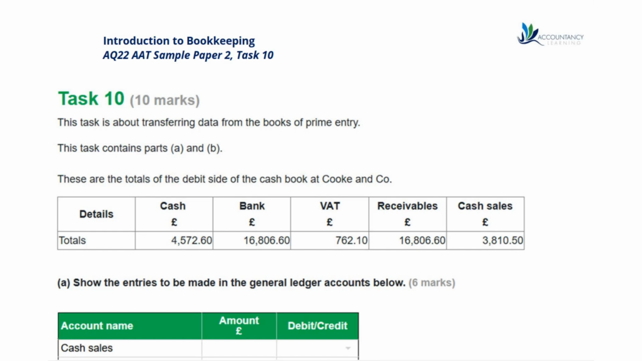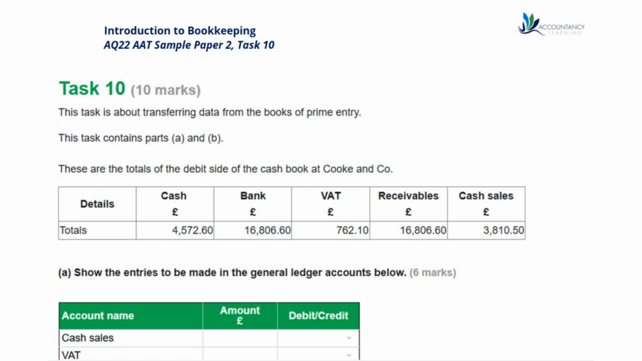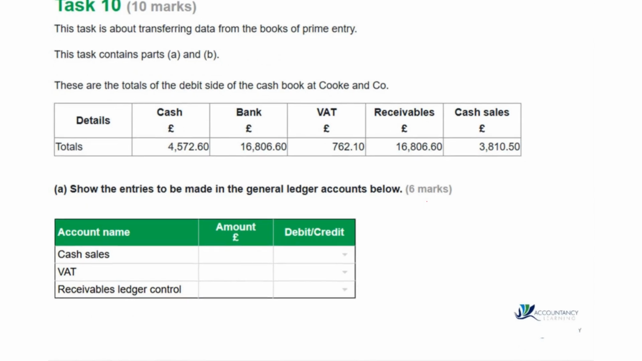I'm Sarah, and in this video I'll take you through the Introduction to Bookkeeping Sample Paper 2 Task 10. So this is about transferring data from the books of prime entry. We're given some totals of the debit side of the cash book, and part A asks us to show the entries to be made in the general ledger accounts below. So let's have a look then.